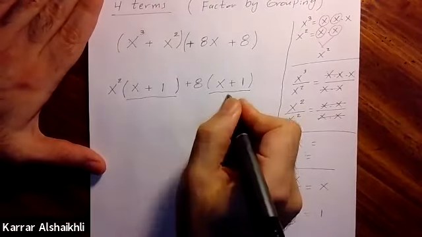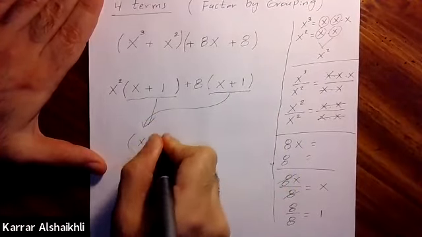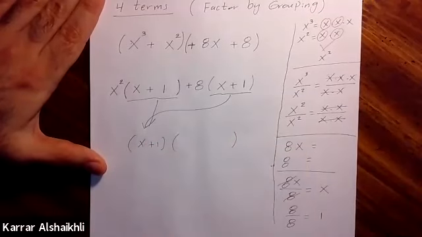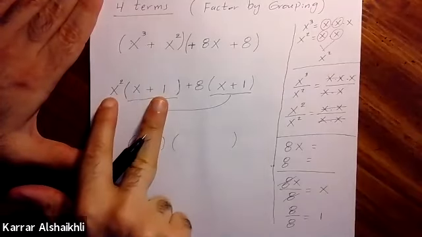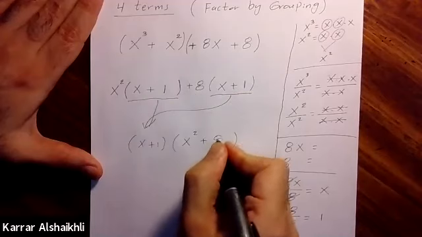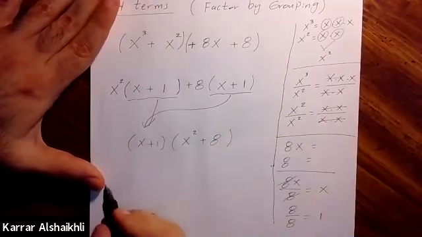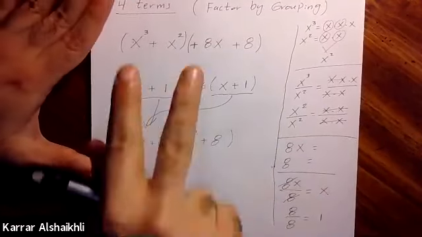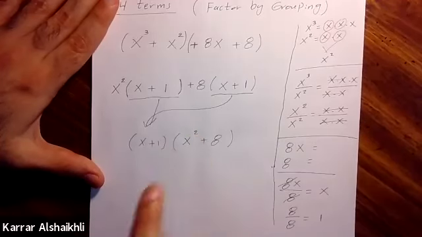Check what I'm going to do. I'm going to take these 2 here and write them down as a 1. Now tell me what's the leftover from the first part? X squared. And the leftover from the second part is going to be plus 8. That's it. This is the solution for this polynomial by using factor and by grouping. We got the solution here, which is x plus 1, x squared plus 8.